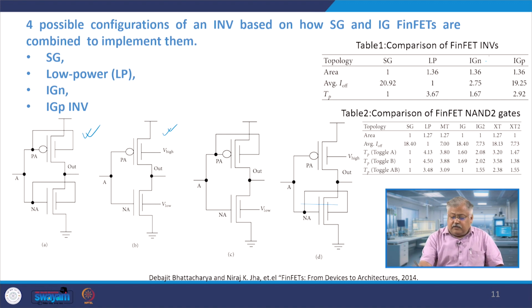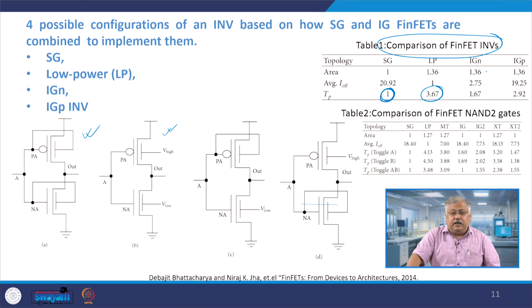what we are doing is that if you just compare the inverter here, then for low power and independent gate, that is independent IGN and IGP, PMOS being independent, NMOS being independent, we see that if you are normalizing with respect to SG, the maximum TP which you get is 3.67. TP is basically my latency. It is much larger in case of low power, and that is expected also, because your current carrying capability is small, so your TP will be large.